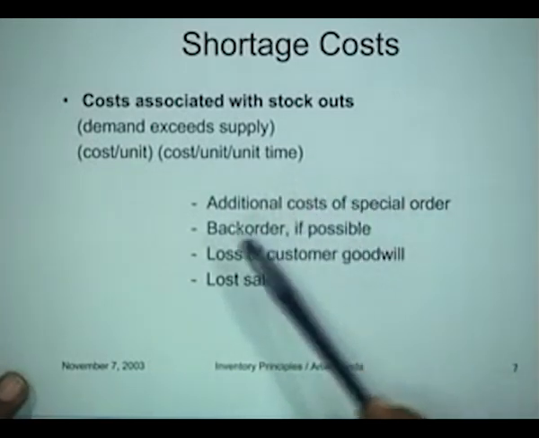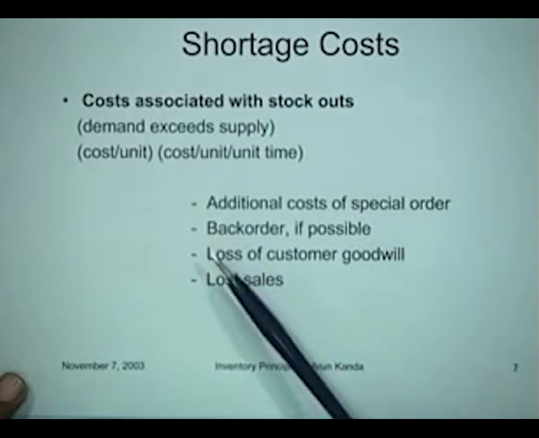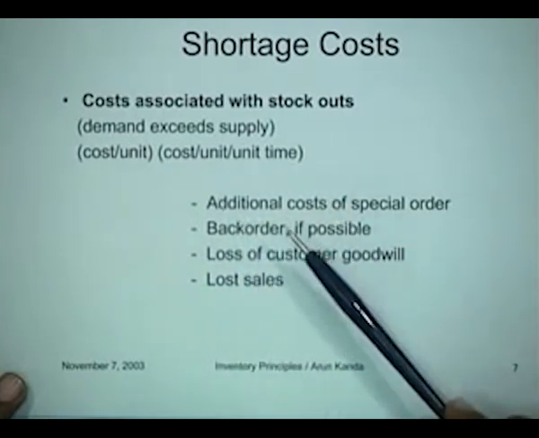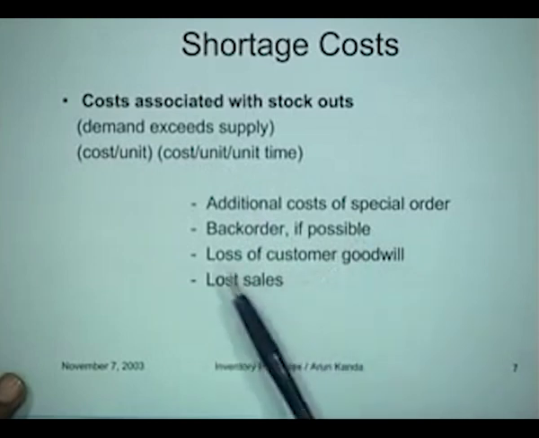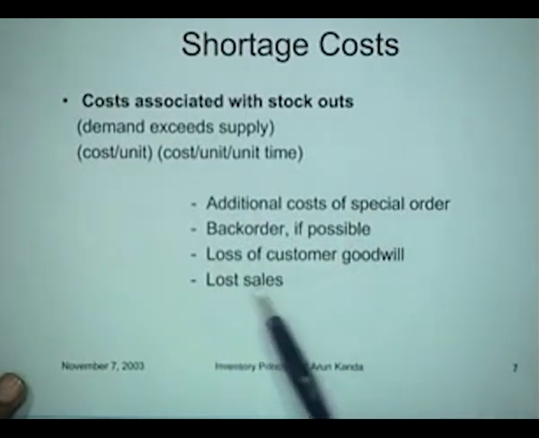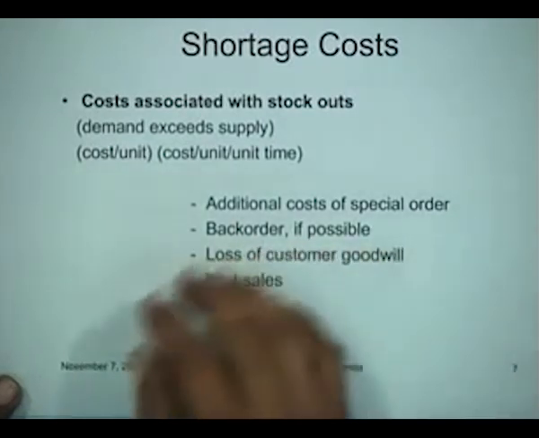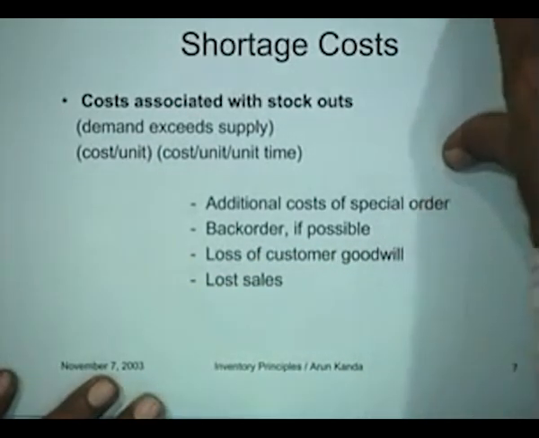And typically, these costs would consist of components like additional costs of a special order, right? Because if something is not available in stock, and if you have a customer or a special customer for whom you have to make it, then the additional cost of making the special order is a shortage cost. Back order if possible, of course, then it's okay. But there is loss of customer goodwill and there are lost sales, both. So these are the kinds of components associated with shortage costs typically.